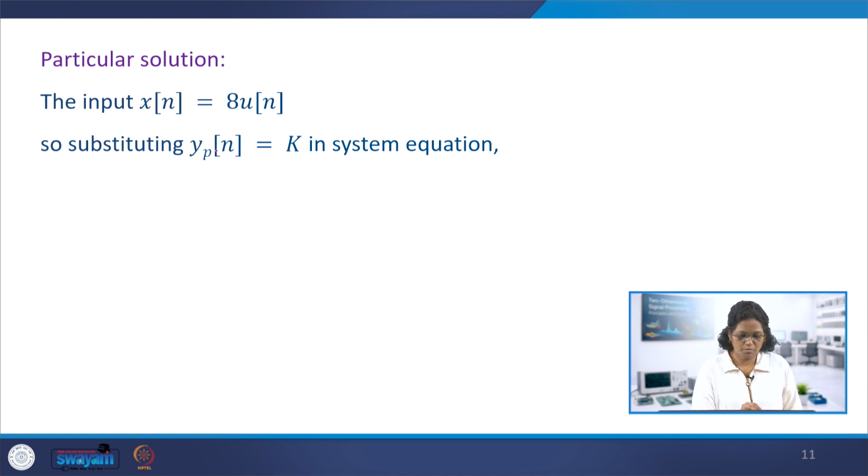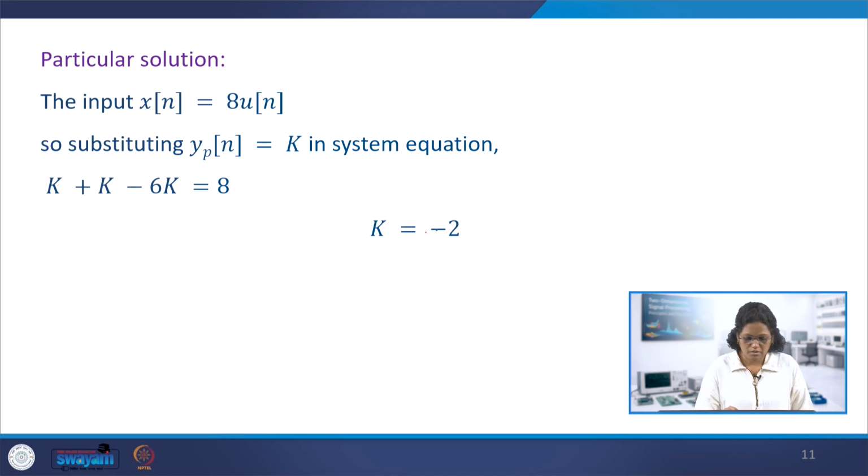Substituting this yp of n in the difference equation, y of n plus y of n minus 1 minus 6 y of n minus 2, where y of n, y of n minus 1 and y of n minus 2 are all k, equal to the input 8 u of n, which is 8. From this we find k equal to minus 2, from 2 minus 6 k equal to 8.